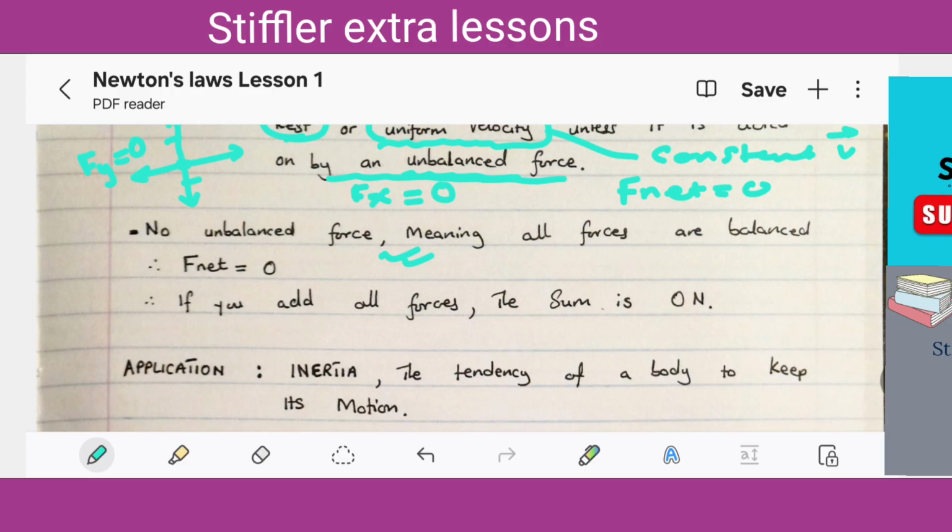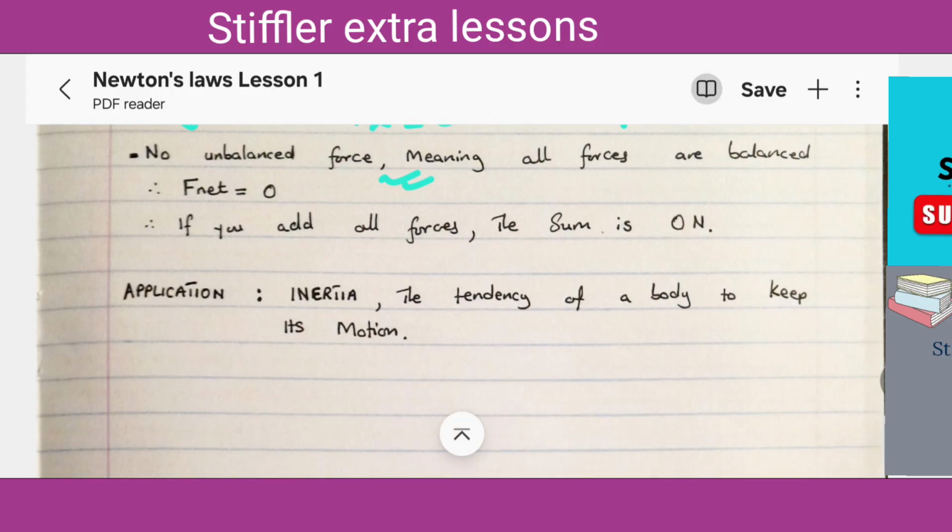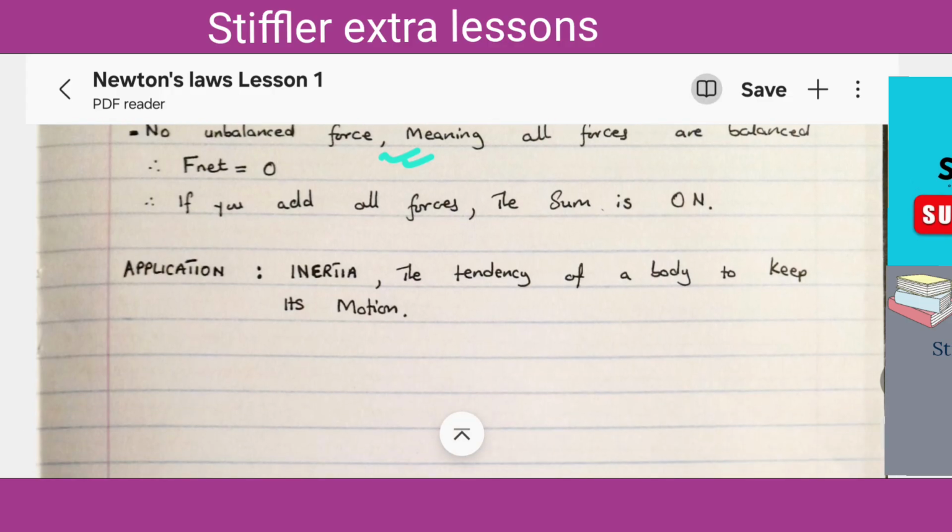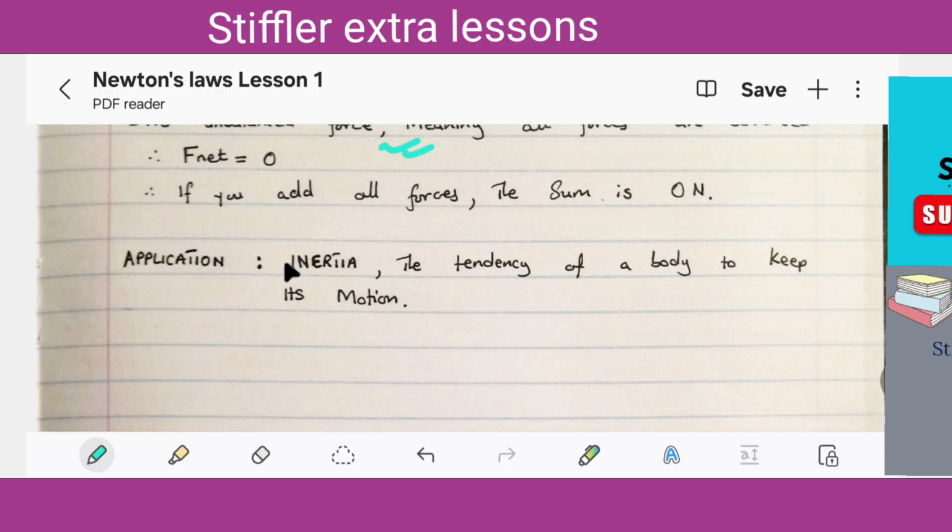One application of Newton's first law is when we talk about inertia. I'm sure you have heard what inertia is. Inertia is the tendency of the body to keep its motion. Like we said, an object at rest will remain at rest unless an unbalanced force acts on it.